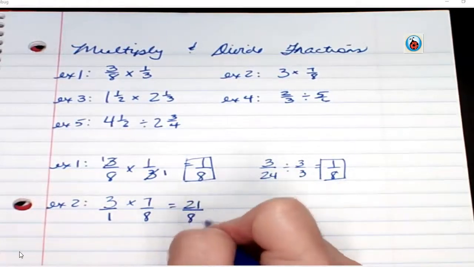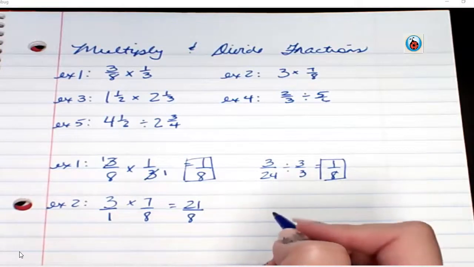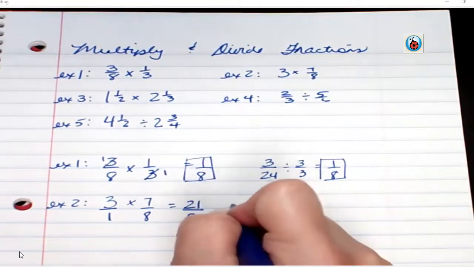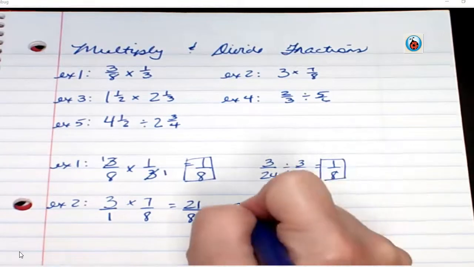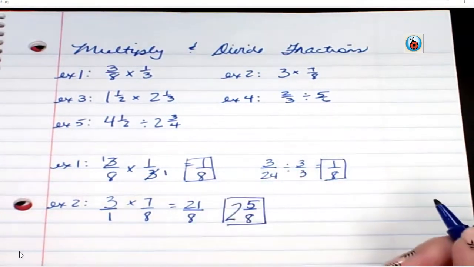But this is called improper, so I have to divide. Top in, bottom out. 8 goes into 21 2 times, that's 16, with 5 left over. So my answer is 2 5/8.